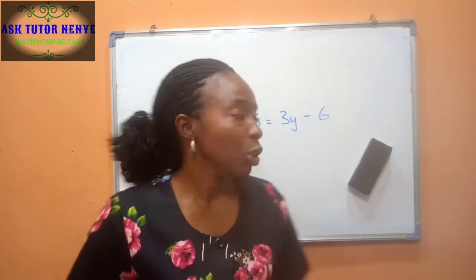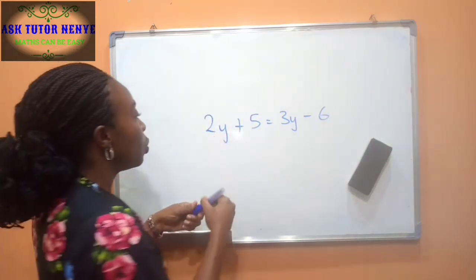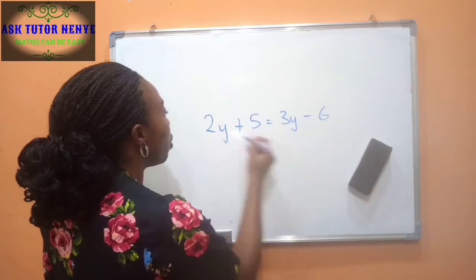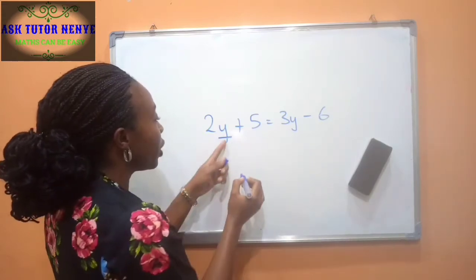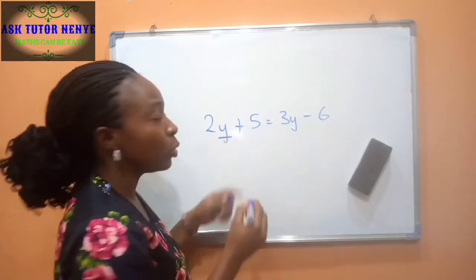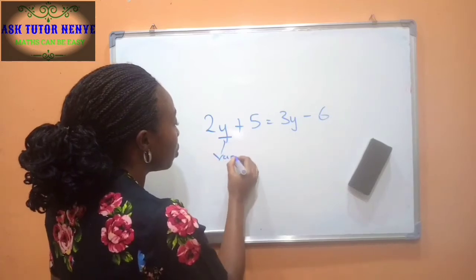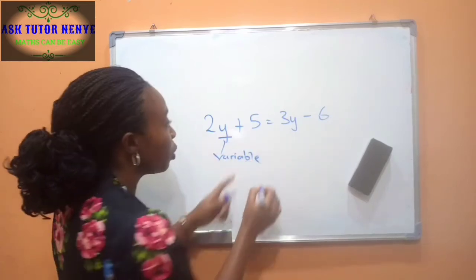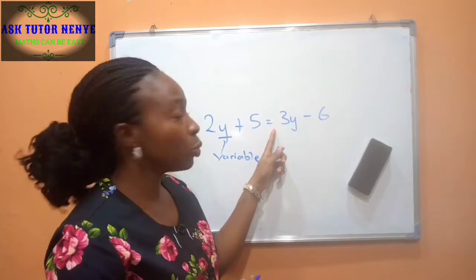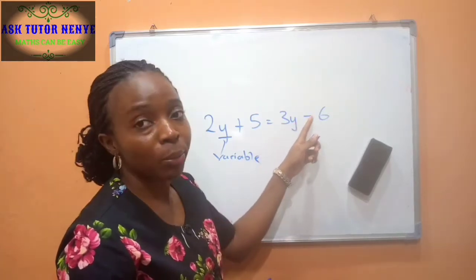Here's what we do. We have 2 times a number. This y refers to that number. It is the unknown and referred to as the variable. Plus 5 is equals to what? 3 times that number minus 6.